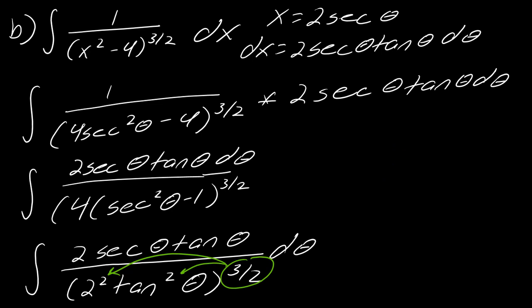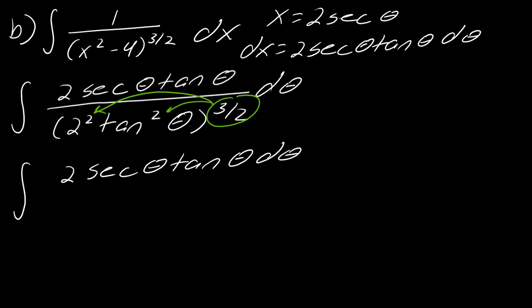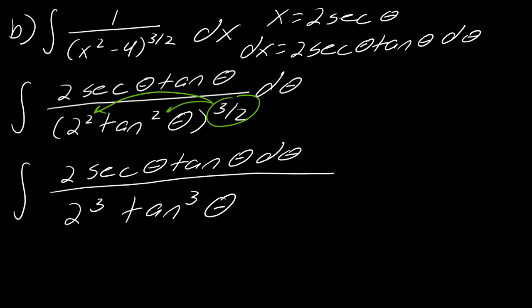So I'll clear some space. Okay, so I've done nothing to the top: secant theta tangent theta, and I'll just put the d theta here. Now instead of this being 2 squared times 3 halves, this will become 2 to the 3rd and then tangent to the 3rd. So you see how that's kind of like a clever trick? So now I can make some cancellations.